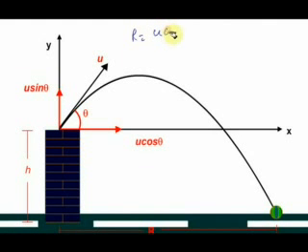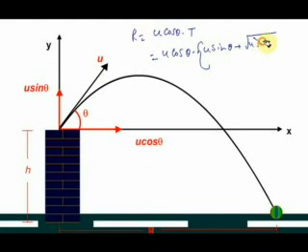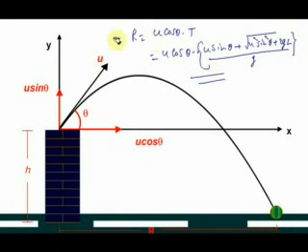Velocity component in x direction, which is u cos theta, into time of flight, so u cos theta into (u sin theta plus square root of u square sin square theta plus 2gh) by g. So this is the value of the range of projectile.